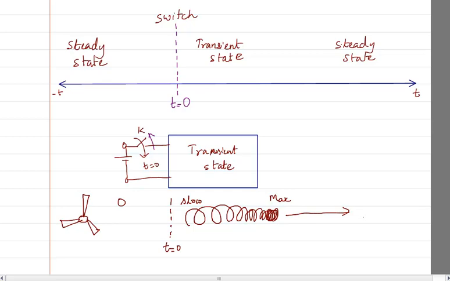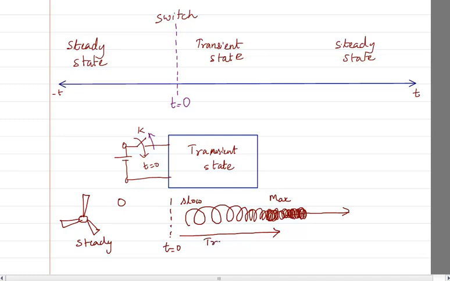The fan does not keep on increasing its speed indefinitely. Does that happen? No. The fan slowly rotates and slowly it attains a maximum speed. Once it has attained the maximum speed, it continues at that same maximum speed. Now the speed is not changing. So this is the steady state for the fan, and this is the transient stage when it is going from some slow movement to a maximum possible movement.